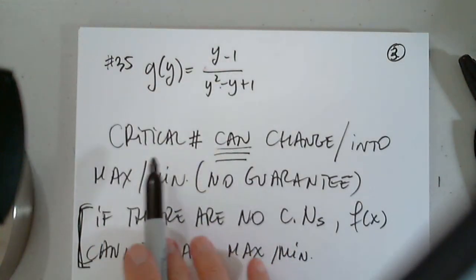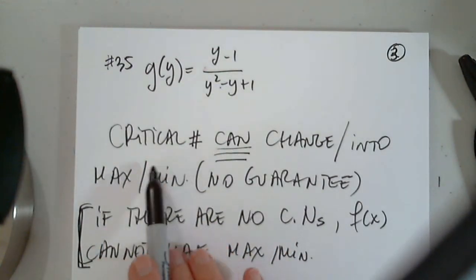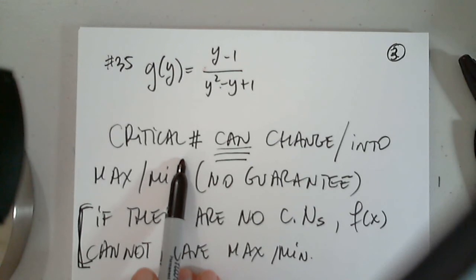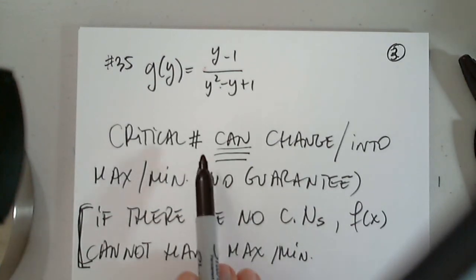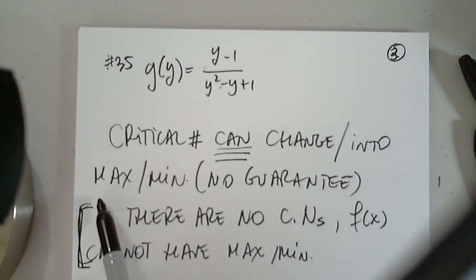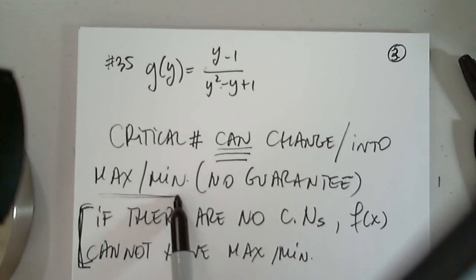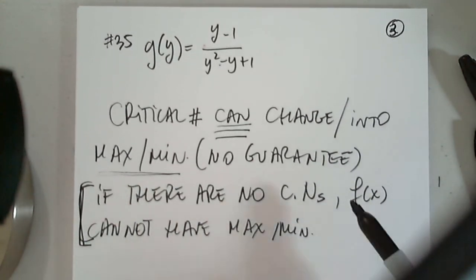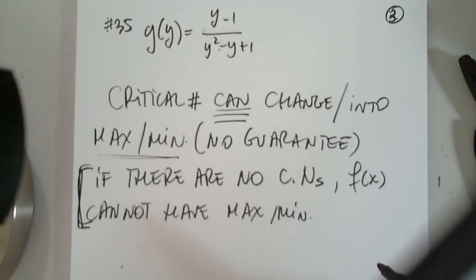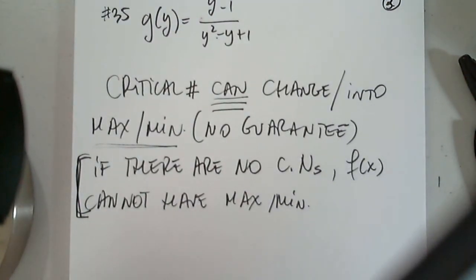If a critical number exists, the function may have a max or min. No guarantee. But there is a guarantee that if it doesn't have critical numbers, it cannot have a max or min. Okay, so now what is a critical number?